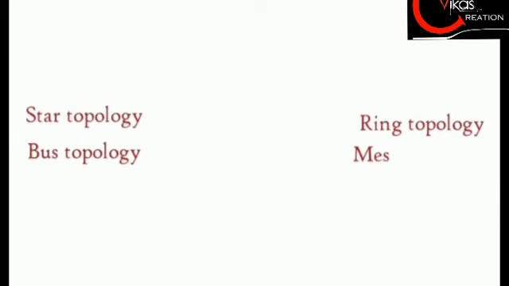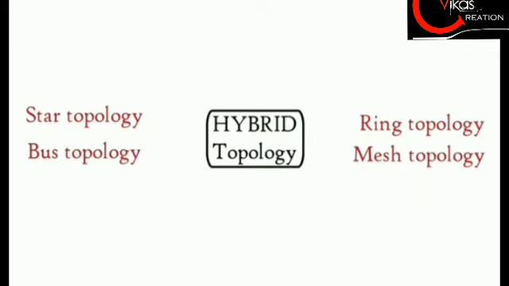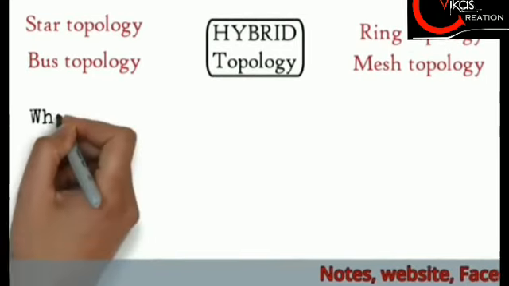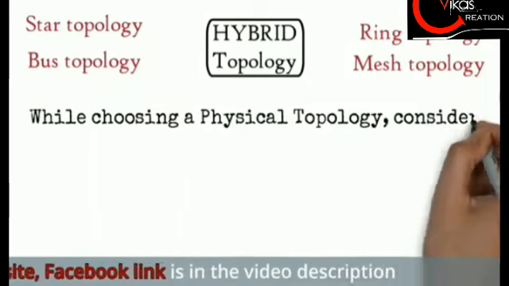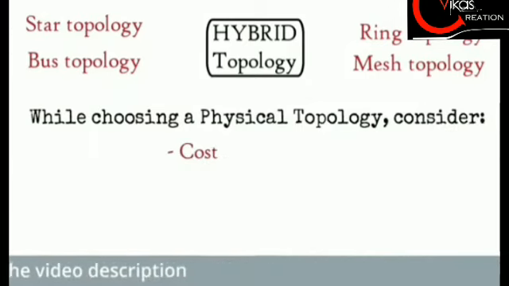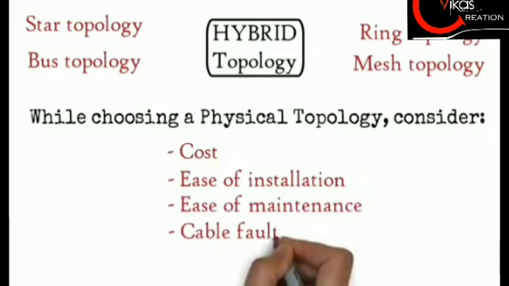All topologies can be interconnected to form a hybrid topology. Now, every topology has its merits and demerits. So, while choosing a physical topology for a network, we should always consider its cost, ease of installation, ease of maintenance, and cable fault tolerance.